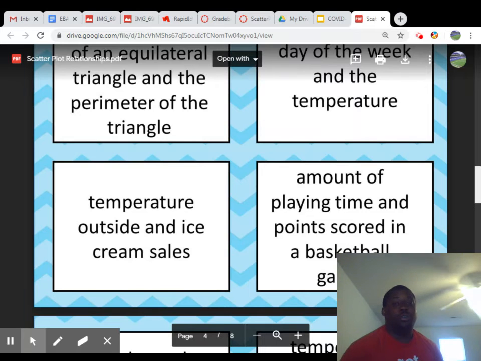So that means it's going to form a positive relationship. Or if you drew a scatter plot with all this data, it's going to form a positive scatter plot. Okay. All right, let's look at this next one.